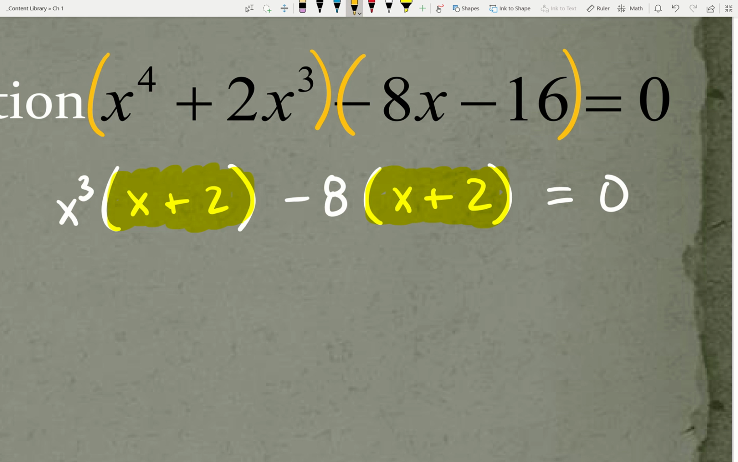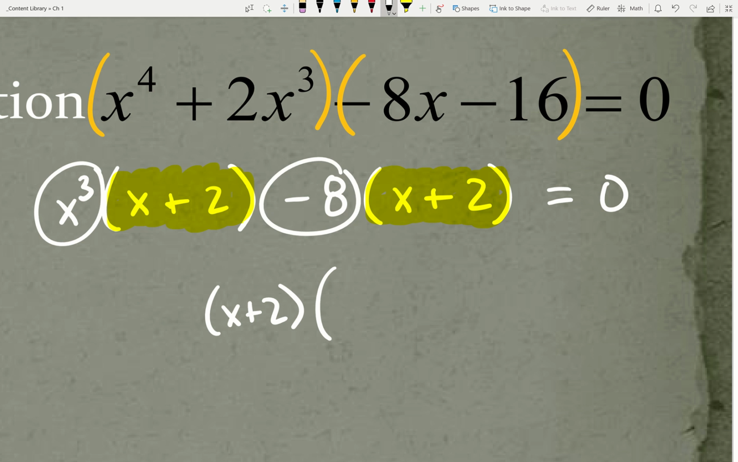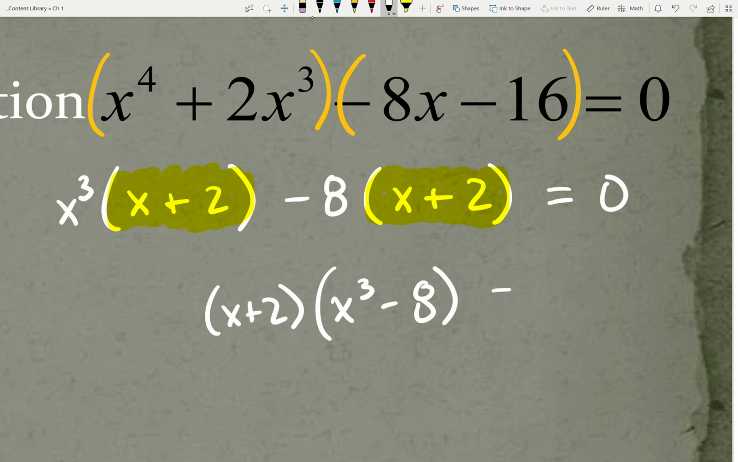So what that means is, for these 2 groups, that x plus 2 is a binomial that both of these groups have in common, so we can go ahead and factor that out, all right? And so I'll go ahead and factor that out. That will look like x plus 2 that I factor out of both groups, and that leaves behind, of course, the x cubed minus 8. So x cubed minus 8 there.